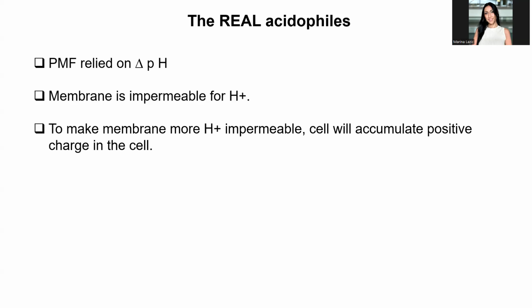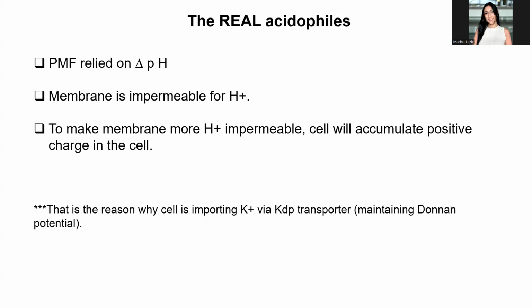But their membrane is fully proton impermeable. To make the membrane proton impermeable, think about this: you want to prevent something positive from coming into the cell. So what will you do? You will accumulate tons of positive charges right on the edge of the membrane, because positive charges can't come in. So they will protect from proton entry. And this is why the cell is importing potassium via the KDP transport.